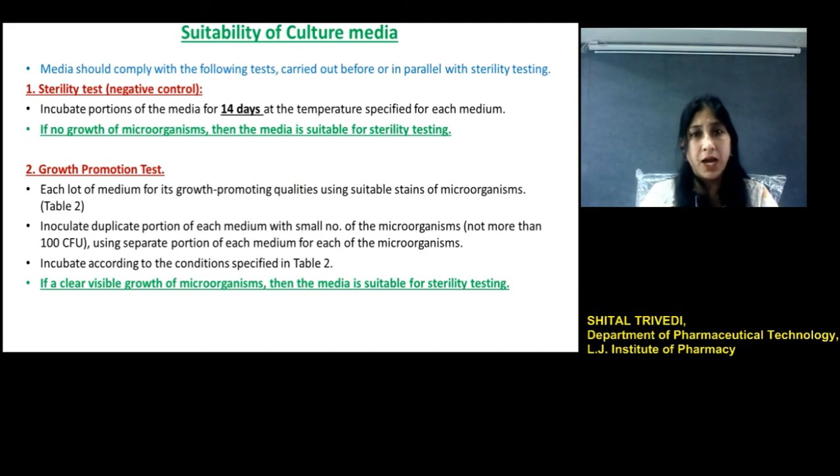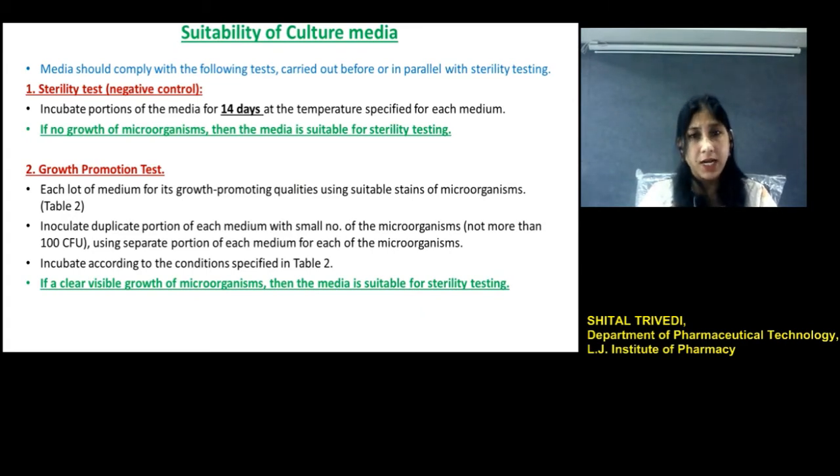Culture media must comply with two tests, that is the sterility test and the growth promotion test. This testing can be done before or in parallel with the sterility testing. So first is the sterility test, or we can say the negative control. In this case, a portion of the medium is incubated for 14 days, and if there is no growth during or after this incubation period, then we can say that the media is suitable for the sterility testing. Each lot of the medium must be tested for the suitability of the culture media.